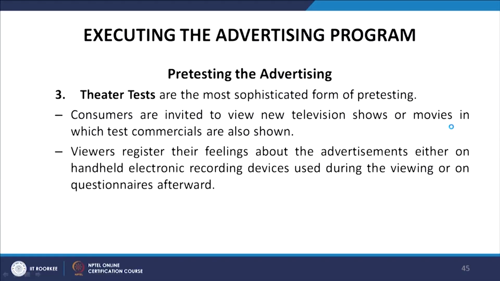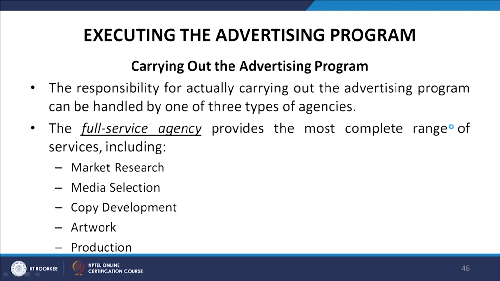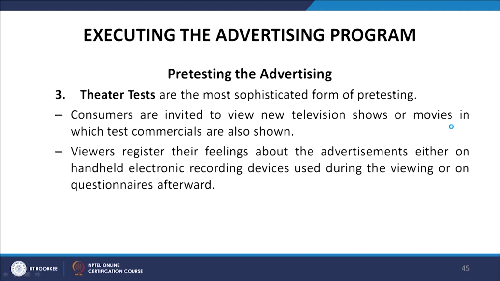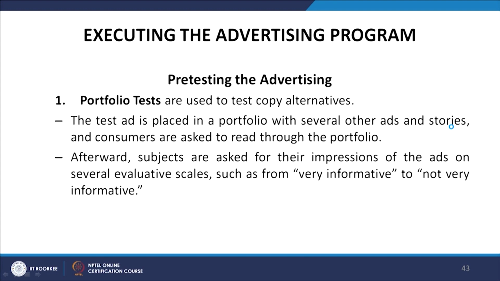Theater tests are the most sophisticated form of pre-testing. Consumers are invited to view new television shows or movies in which test commercials are also shown. Viewers register their feelings about the advertisements either on handheld electronic recording devices used during the viewing or on a questionnaire afterward. So, in this pre-testing stage, there are three types of tests, because it is important that before you roll out the ad on television, it is properly tested.